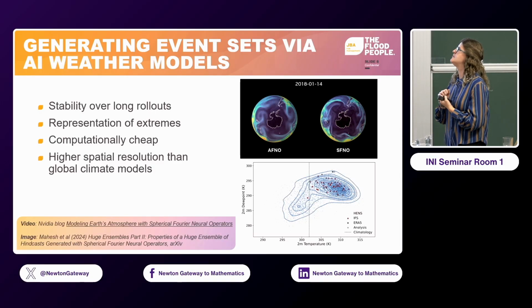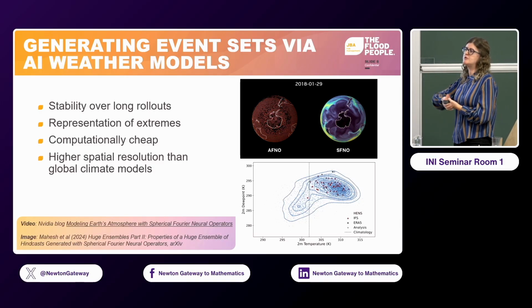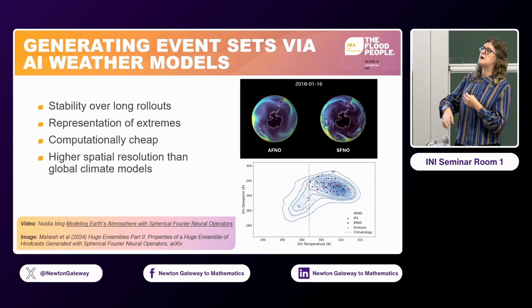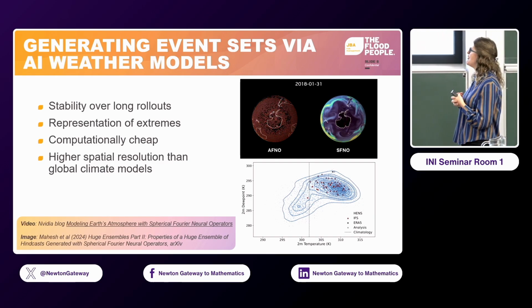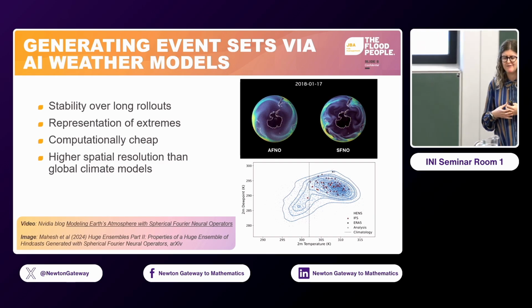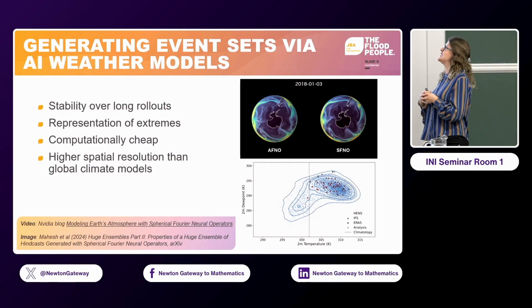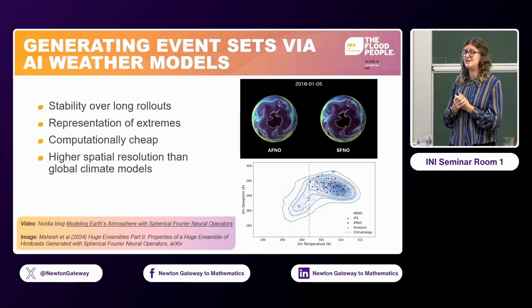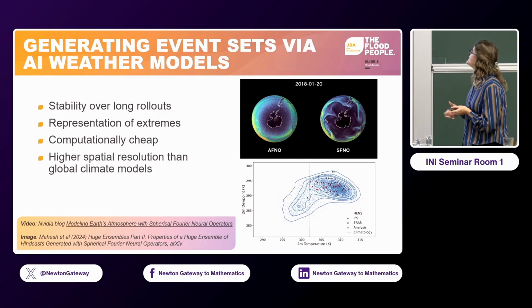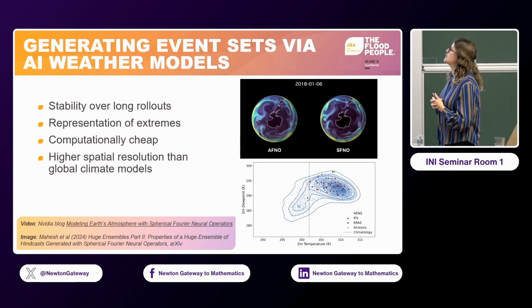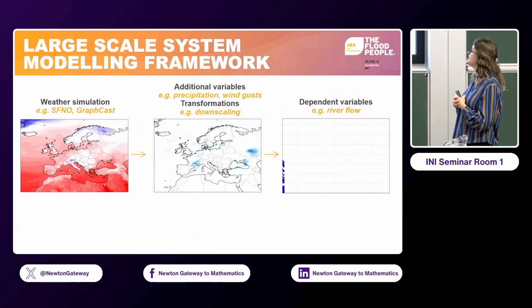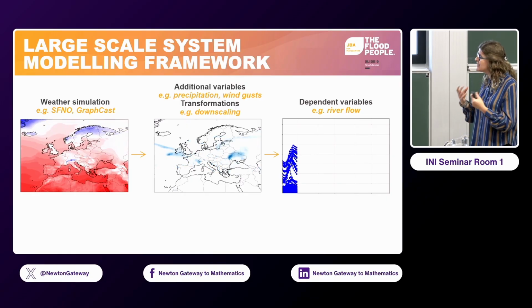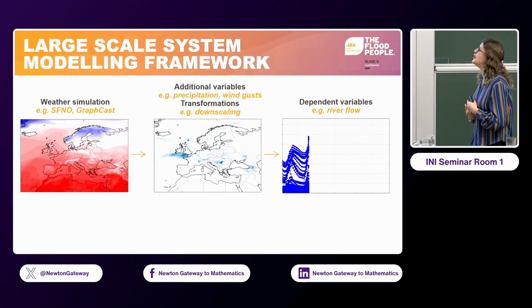So we want this stability over long rollouts because we want to be able to run these simulations for seasonal and annual timeframes. And we want them to have the extremes in there, which is a given for flood risk. And obviously now they're getting pretty computationally cheap. So this is an example of the model that we are currently using, which is SFNO, because it has that stability baked into it.